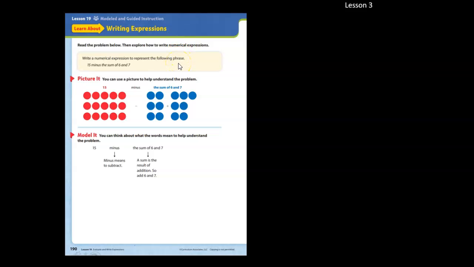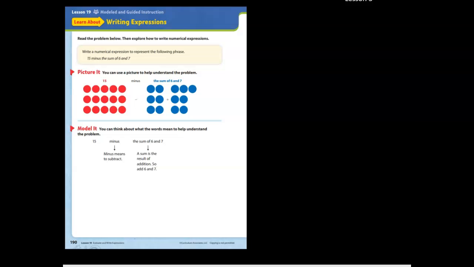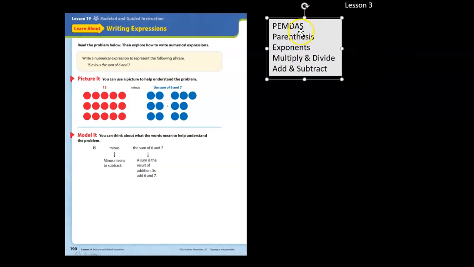Write the numerical expression to represent this phrase, 15 minus the sum of 6 plus 7. So you would draw your 15, your minus, and then the sum of 6 plus 7. The way that you could model this is you can think, okay, I've got 15. It says to minus. The sum means to add, so then you're adding your 6 and your 7. Now, I brought in our PEMDAS so that we can remember. PEMDAS means parentheses first, exponents, multiply and divide, add and subtract.